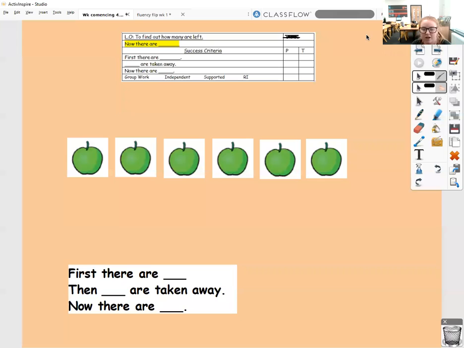Fantastic, year 1. Okay, this time we have, how many apples do I have? I have 1, 2, 3, 4, 5, 6 apples. First, there are 6 apples. Then, how many are taken away? So we're going to take away 1, 2, 3, 4. So then, 4 are taken away. So first there were 6, then 4 were taken away. How many do I have left? Let's count. 1, 2. Now there are 2.